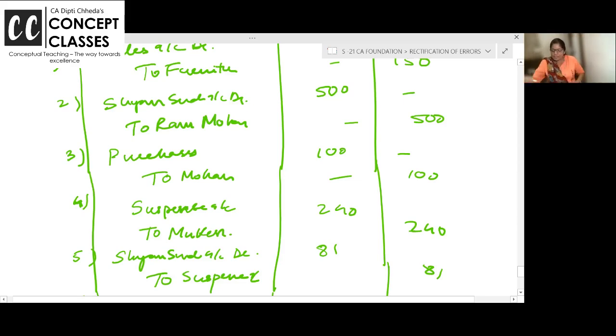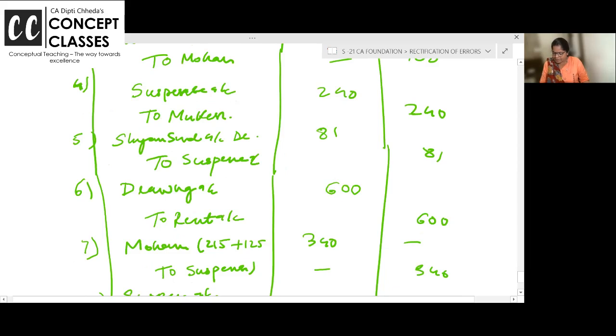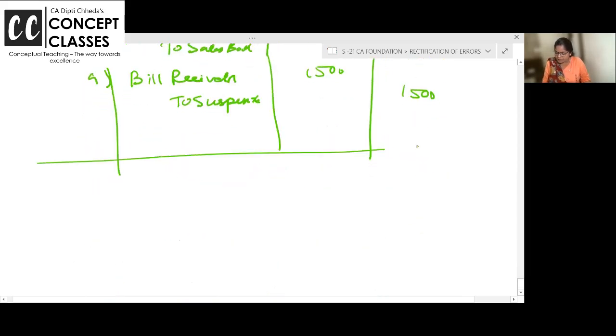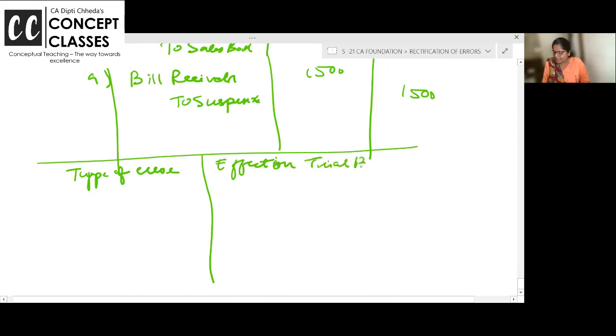Okay, below this, please write down. Let us make a table. Type of error. Second thing they have asked is effect on trial balance. Is this error going to affect the trial balance or not?